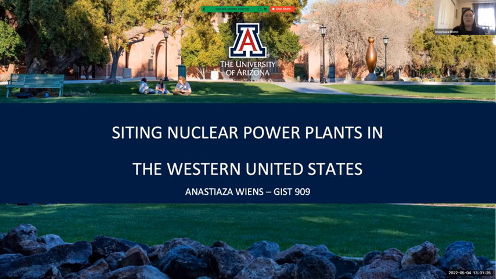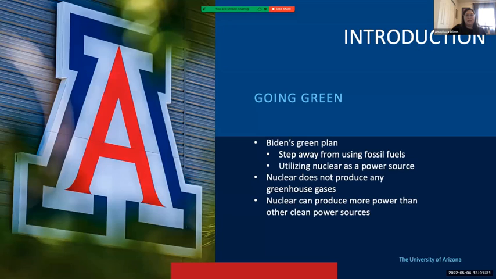My project for 909 was siting nuclear power plants in the Western United States. So a little background, part of Biden's Green Plan was stepping away from using fossil fuels and utilizing more clean energy sources, and nuclear is one of those. This is due to nuclear not producing a lot of greenhouse gases, and nuclear can actually produce more power than other clean sources such as solar and wind.